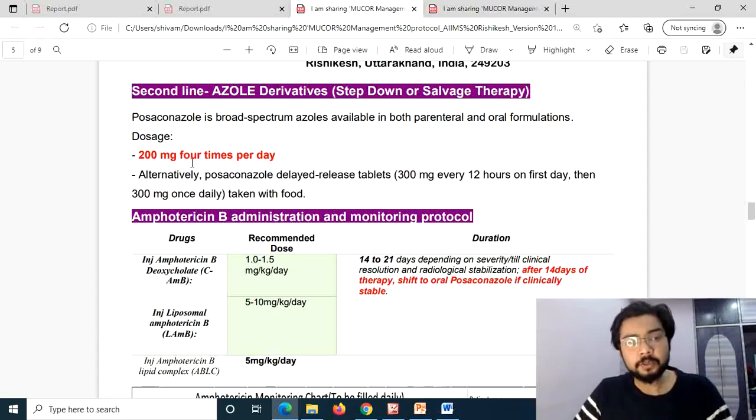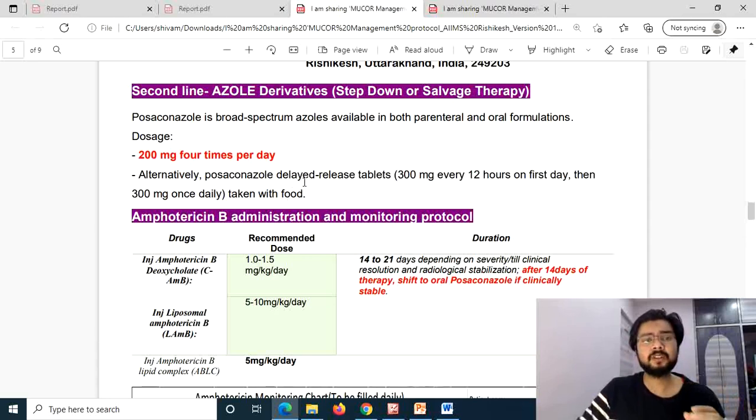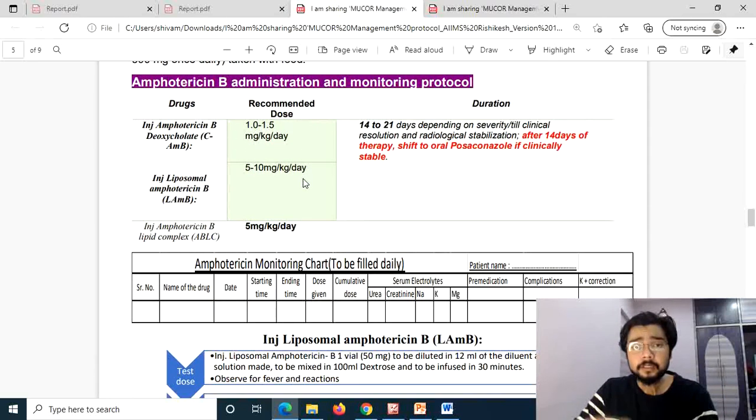Dosage is 200 mg 4 times per day, or some delayed release tablets are also there, that is 300 mg every 12 hours on the first day and then 300 mg once daily taken with food. So this should be taken with fatty meals because absorption is better. Another thing is syrup is also there. Although it is a little costly, as a step down, this posaconazole is used.